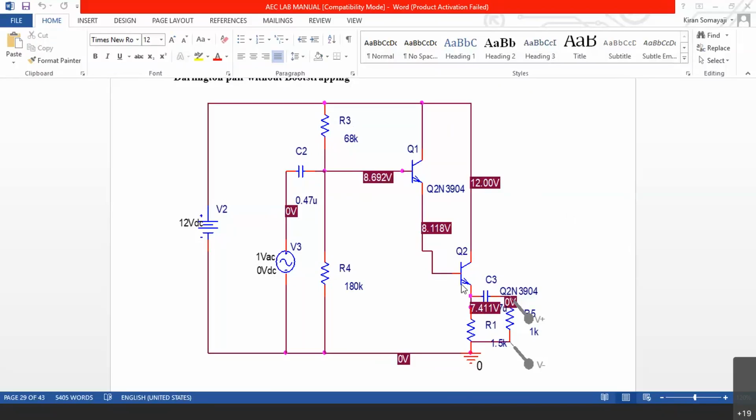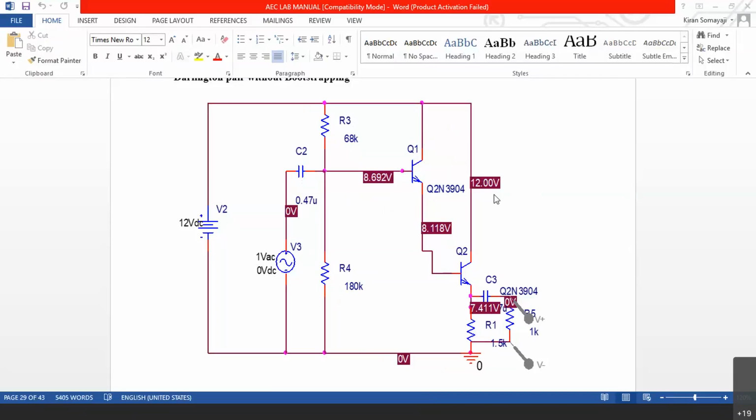Similarly, you can see here it is 7.4, here it is 8.118. Approximately 7.4 plus 0.6 is around 8 volts. So the emitter of the first transistor is at 8 volts, the upper side is 12 volts, which means across Q1 there is 4 volts, so it is in the active region. At the base it is around 8.69 volts, because 8 plus 0.7 across base and emitter. Because of this voltage divider bias network of 68K and 180K, we are getting around 8.7 volts.